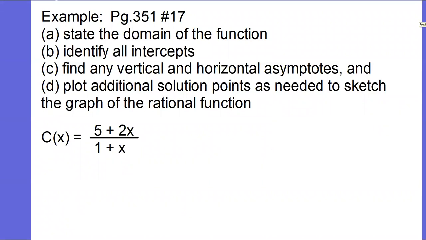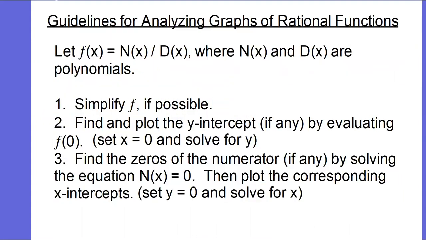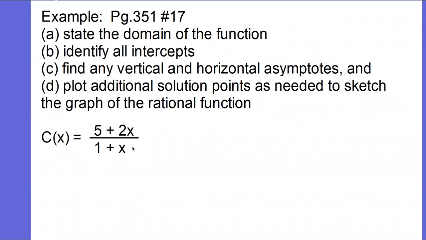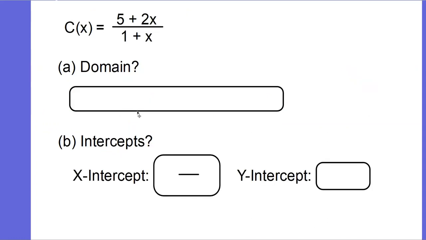So if you remember back to a previous video, we talked about the guidelines for analyzing rational functions. Make sure you're okay with the idea that step one is to simplify f if possible. And notice that in this problem, there is no simplifying you can do. You cannot cancel out these x's, for example, because this x right here is a term and not a factor. All right, so let's first deal with the domain. Actually, when you find your domain, you want to do that right away and then deal with the simplifying. But anyway, like we said, this one doesn't simplify at all.